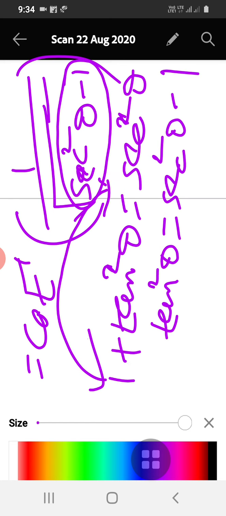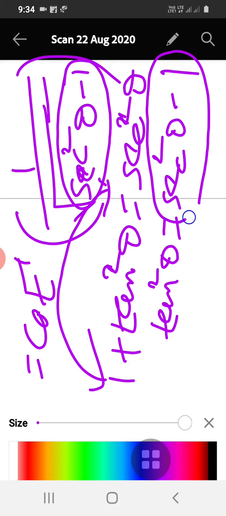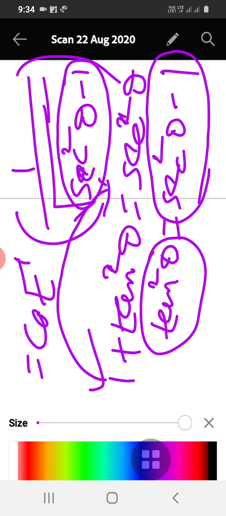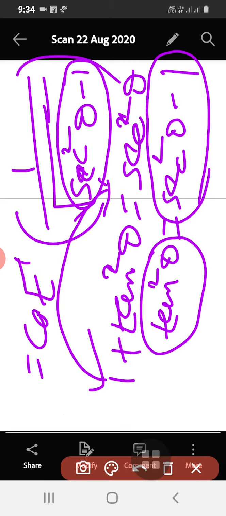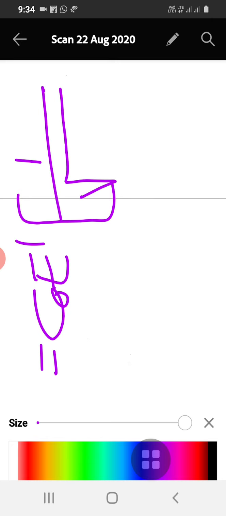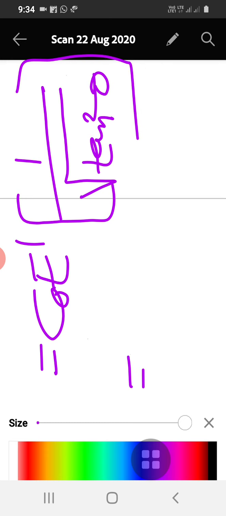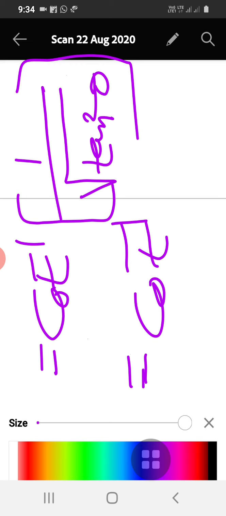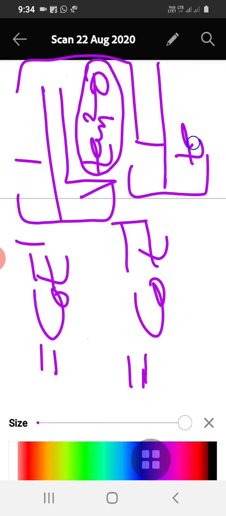Shift this one to this side, and I get secant square theta minus 1. So instead of secant square theta minus 1, I can write tan square theta in the next step. So that becomes cot inverse of 1 by square root of tan square theta. Square root of tan square theta means tan theta.